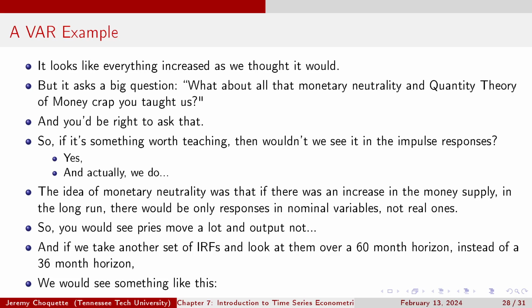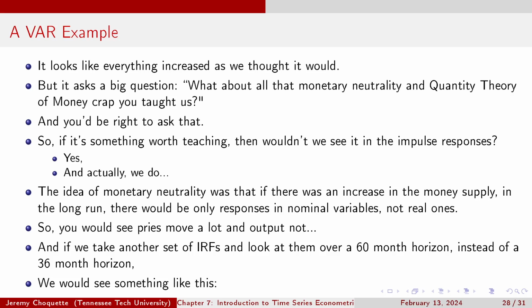What about all that monetary neutrality stuff that we learned at the beginning of the semester, in the quantity theory of money? It's a good question to ask, because if I'm teaching you about monetary neutrality, wouldn't I want to think maybe we could observe that in the data? Because if it's not something you're observing, what's the point in teaching it? So we should theoretically be seeing that in the impulse responses. And the interesting thing is we actually do.